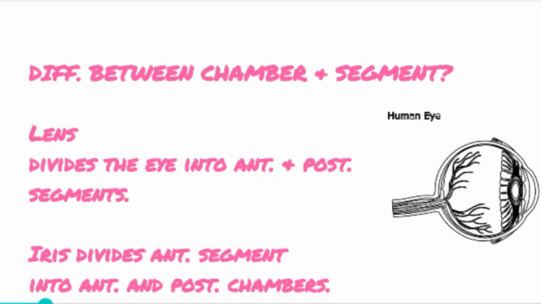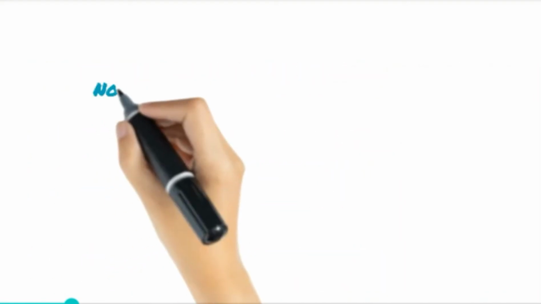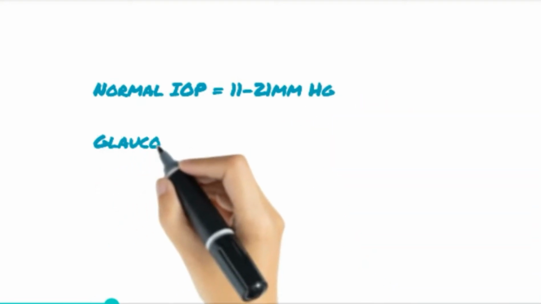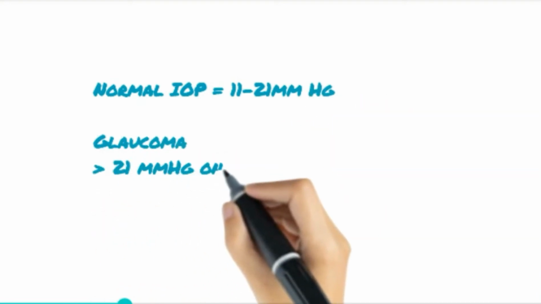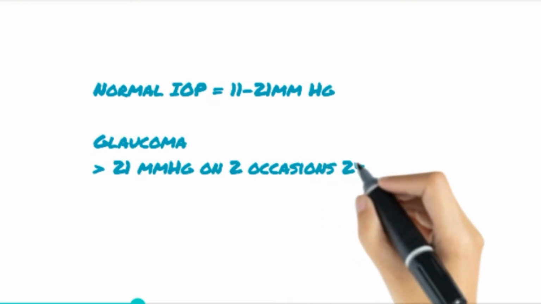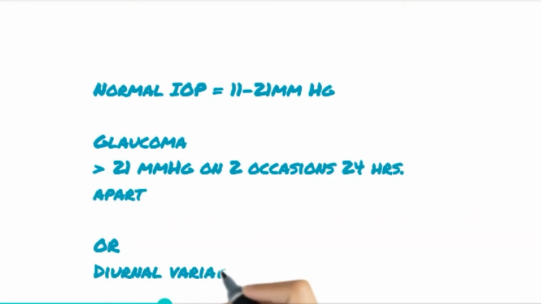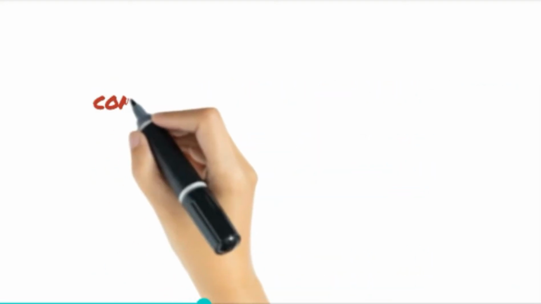Okay, coming on to the next part, that is normal intraocular pressure. Normal IOP of a human eye is around 11 to 21 millimeter of mercury. When do we say glaucoma? Glaucoma is more than 21 millimeter of mercury pressure on two occasions 24 hours apart, or if the diurnal variation of IOP is more than 8 mm of mercury.